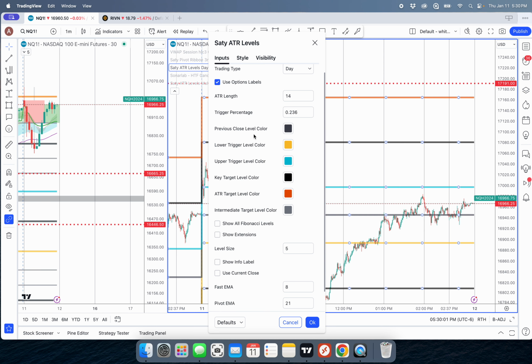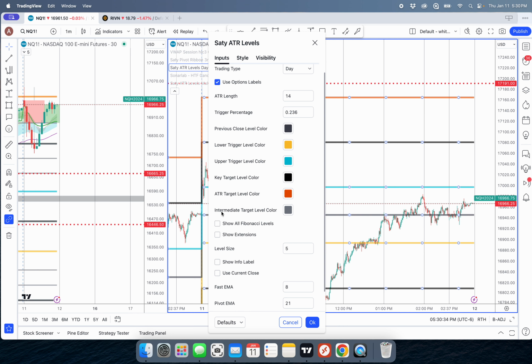In the settings, you have the previous close, the lower trigger, the upper trigger. So I call this the bull, this is the bear. Really I should stop calling that. This is what I've called it; from the owner of these pivots, what they would call it. But the lower trigger is anything below it, you should be bearish. Then you have the key target level, which I call the mid-range. So it's the mid-range between the bull or the bear, and then the ATR level, which I turned orange.